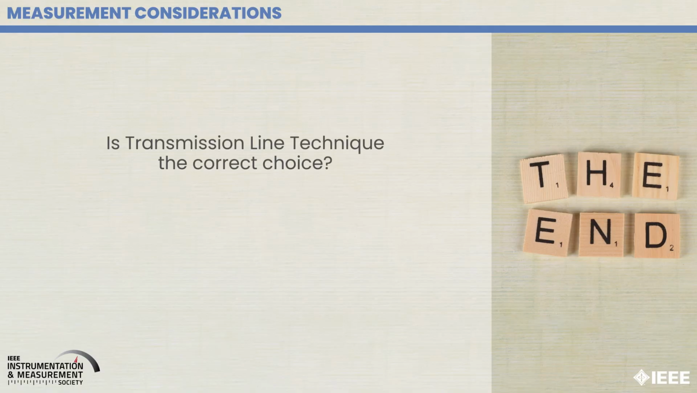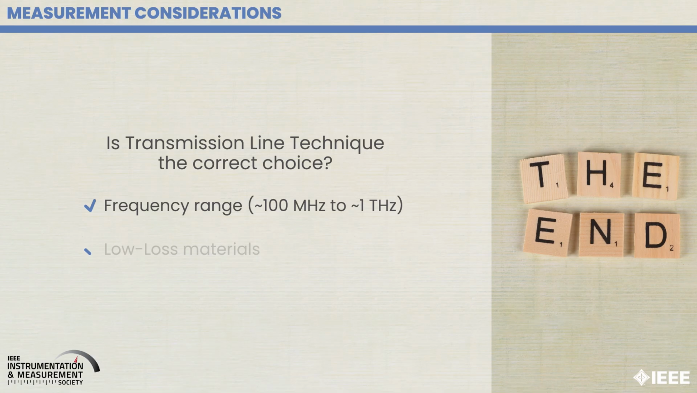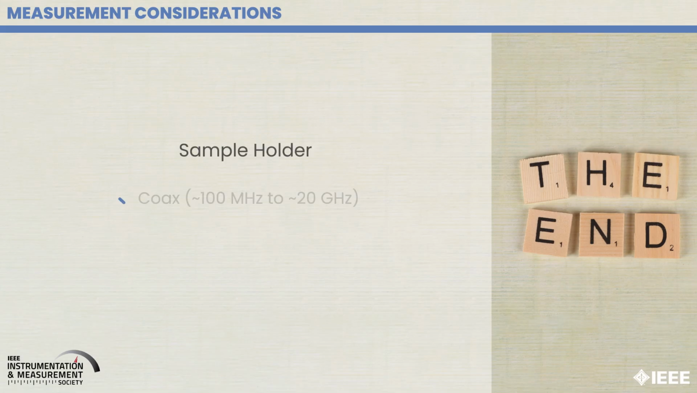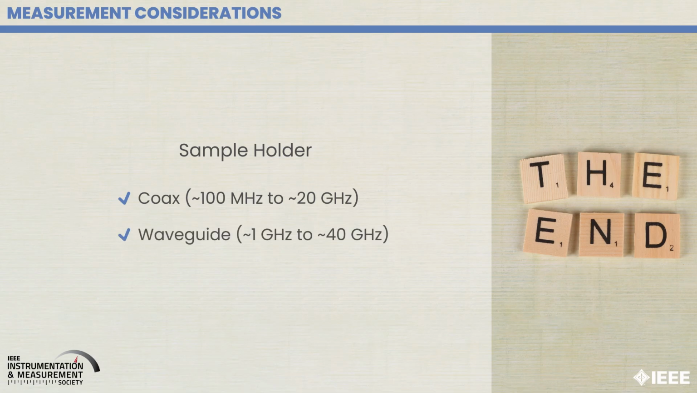When considering using the transmission line technique to measure the electromagnetic properties of materials, there are probably several things you need to consider. You can use this technique from somewhere in the 100 megahertz range up to about 1 terahertz. Obviously, the type of sample holder you're going to use will determine what frequencies you can make the measurements at. At the low end, you can use coax from about 100 megahertz to about 20 gigahertz, and waveguide from 1 gigahertz to 40 gigahertz. The real reason for some of these limitations is the problem in machining the sample to fit in either a coax or a waveguide section.